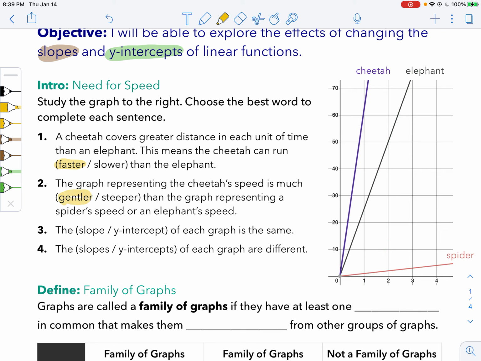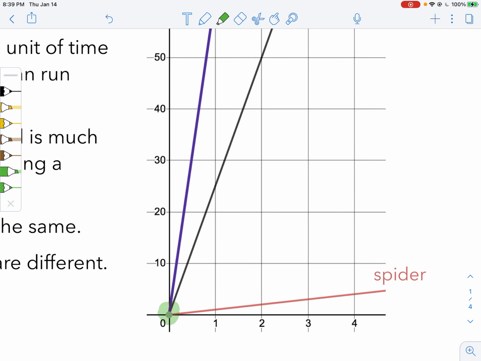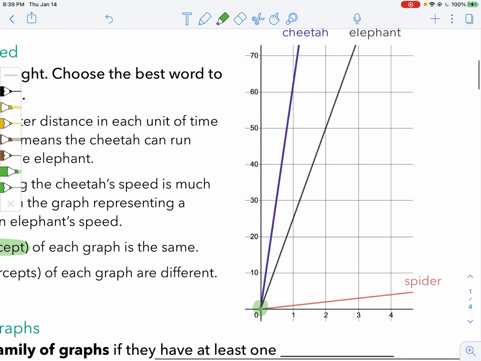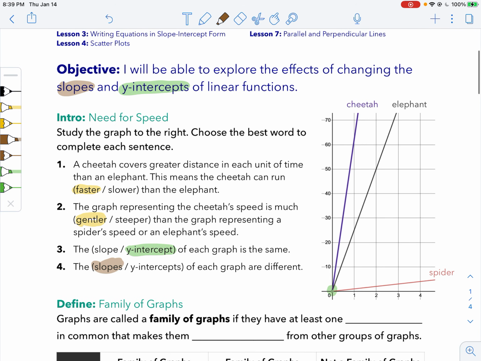The y-intercept is the same, but the slope is different. Their y-intercept on this graph is all at 0, but their slopes are different. The cheetah has the biggest slope because it's the steepest, and then the elephant, and then the spider. Okay, so this is called a family of graphs.